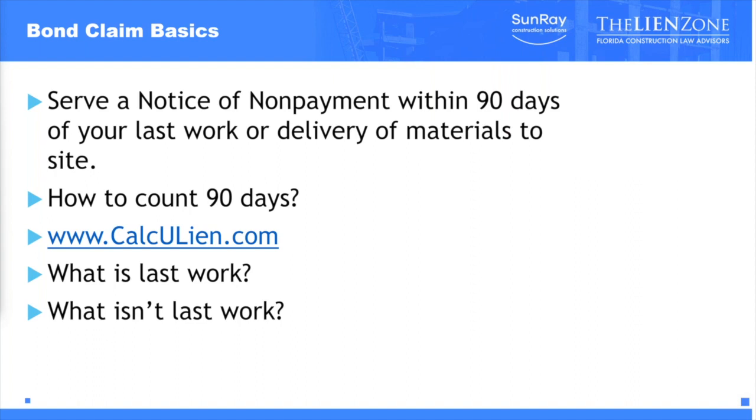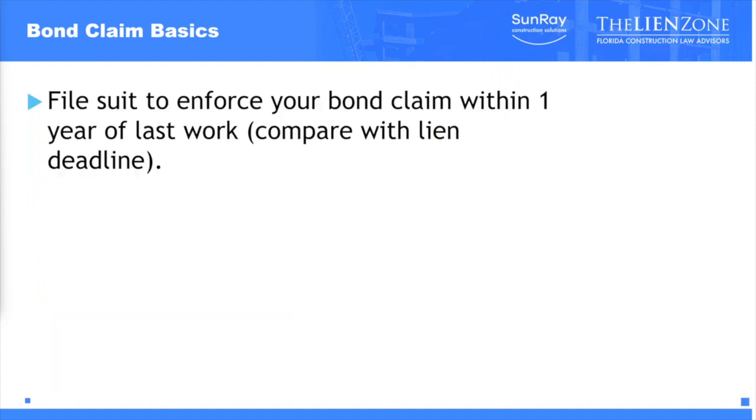The inspection date is not the last work. It has to be last work, substantive work that entitles you to some type of compensation, whether that's base contract or change order work. And the last step is you need to file the lawsuit on the bond claim within 1 year of your last work.